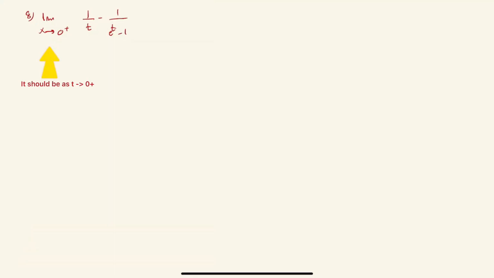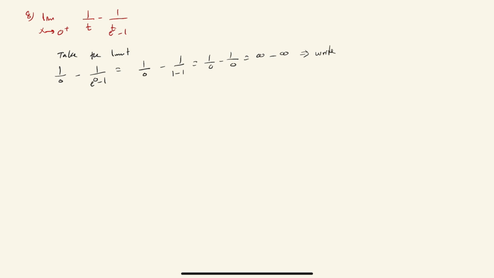Notice this problem is similar to the previous one. Here we have limit as t approaches 0 from the right of 1 over t minus 1 over (e to the t minus 1). Here the limit is not x but t. This is a mistake. So I'm gonna take the limit, so that will result in 1 over 0 minus 1 over 0. So that's gonna result in infinity minus infinity. This is similar to number 7, the previous problem.